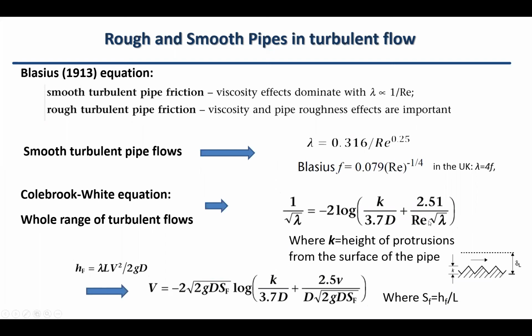To get to this one, you need to substitute the Reynolds with the values, like VD over nu, and then replace V from this equation and calculate the rest. So this is an equation that we can have: minus 2 square root 2GD SF log base 10 of K over 3.7 D plus 2.51 nu, the dynamic viscosity, divided by D square root 2GD SF. So that's the equation we are going to have if you need to directly calculate the velocity.